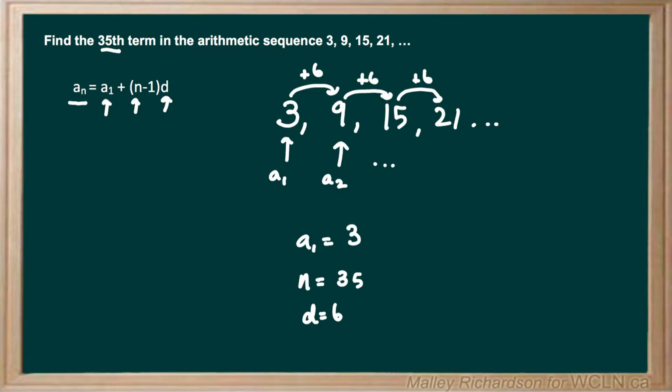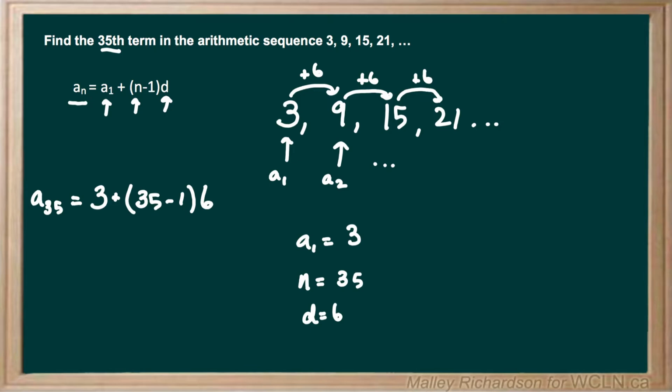Now that we know a1, n, and d, we can solve for a of n. Because we need to find the 35th term, instead of writing a of n, we can write a of 35, because a of 35 is going to be the 35th term in the sequence. So a of 35 equals a1, which we solved to be 3, plus (n, which we found to be 35, minus 1), all multiplied by d, which is 6.